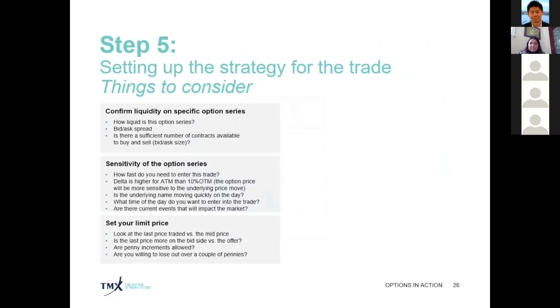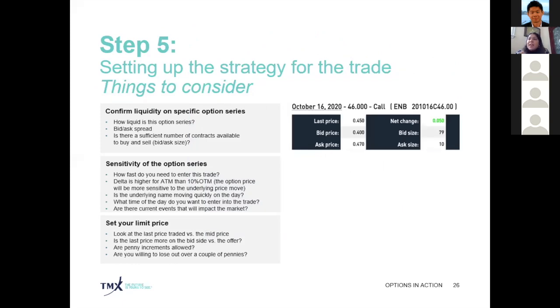So let's think about it. Setting up the trade now. The things you want to consider is first you want to confirm liquidity on this specific option series you chose. So you want to see how liquid it is. You want to look at the bid-ask spread. You want to see if there's a sufficient number of contracts available to buy and sell. So let's look at it. And here we have it. We have a bid-ask spread of 7 cents. So 40 cents to 47 cents. The size is 79 by 10. So looks like sufficient buyers. The spread is not too bad. It's 7 cents. Let's go to the next thing.